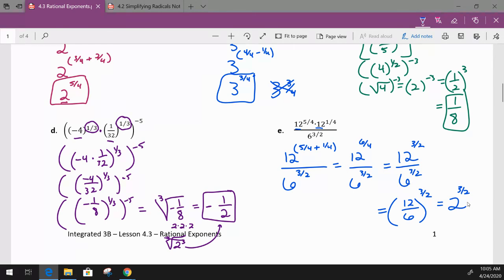So your root is 2, which is a square root, and you have to ask yourself, can I simplify this any further? Well, can you take the square root of 2? No, 2 is not a perfect square, it's a prime number. So this is simplified now.